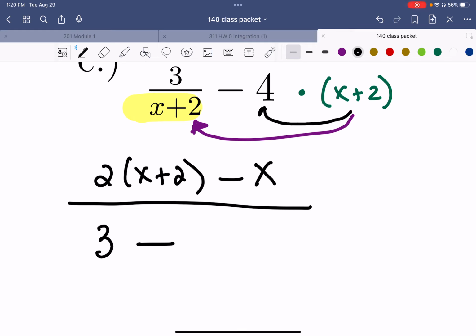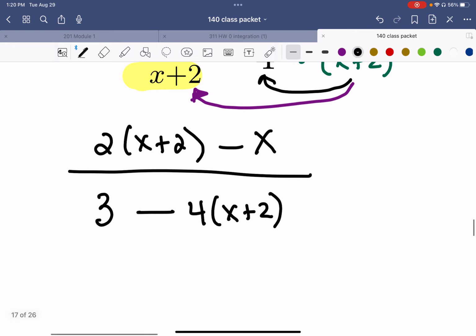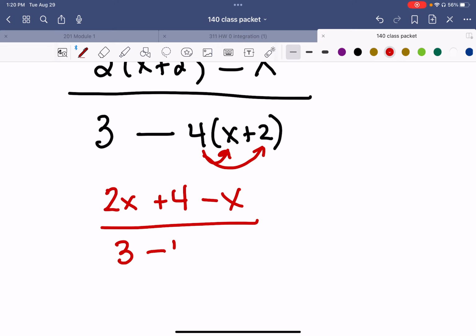Minus, then I'm distributing it here. So 4 times x plus 2. Make sure you keep that in parentheses. And then all I have to do is go ahead and distribute and combine like terms. So if I distribute up top, that's going to give me the 2x plus 4 minus x. And on the bottom, I'm distributing the 4. So I'm going to have 3 minus 4x.